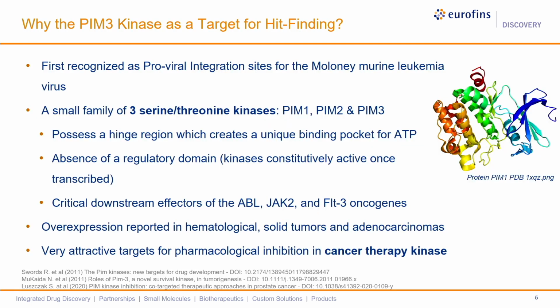PIM3 is a kinase, part of a family of three serine-threonine kinases: PIM1, PIM2, and PIM3. They are highly conserved kinases with a unique binding pocket for ATP, and they are constitutively active. Overexpression of the PIM3 kinase has been reported in certain cancers and tumors, and so it makes this target very attractive for cancer therapy.